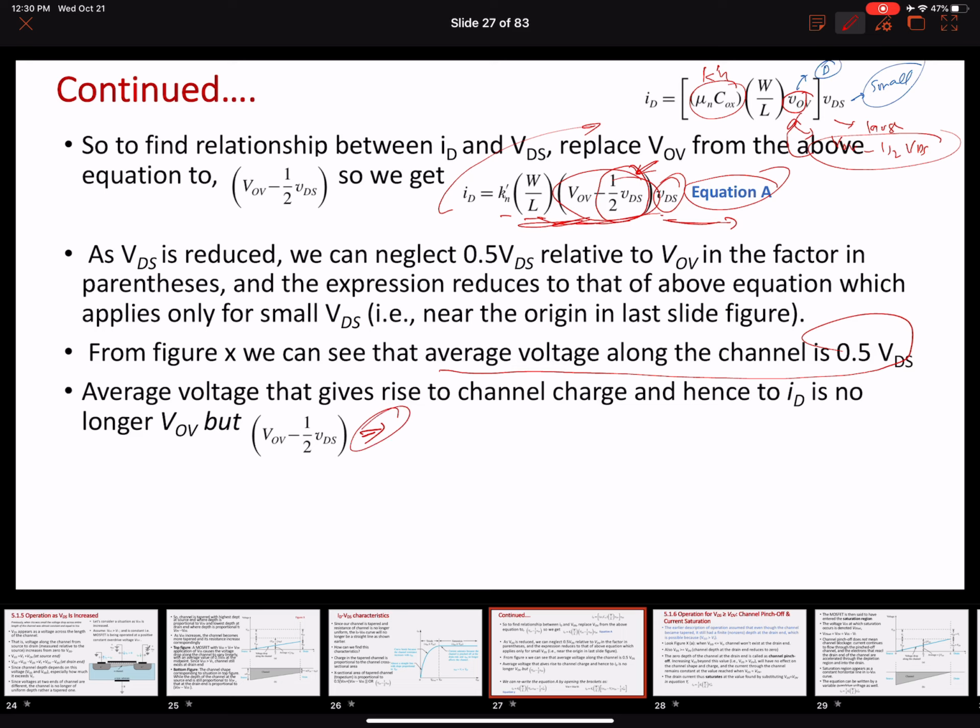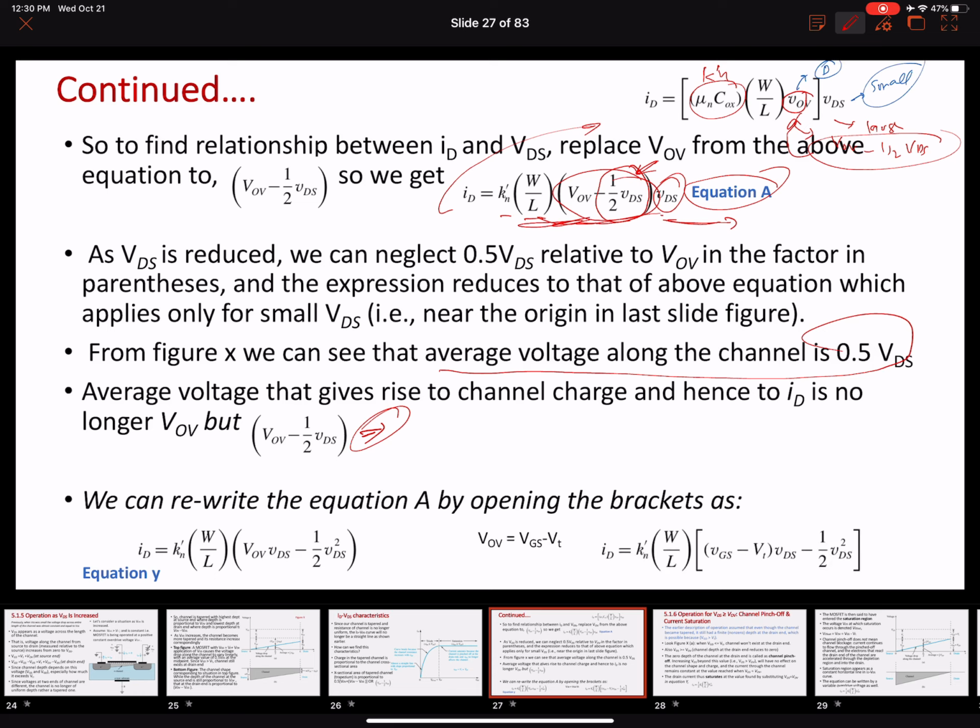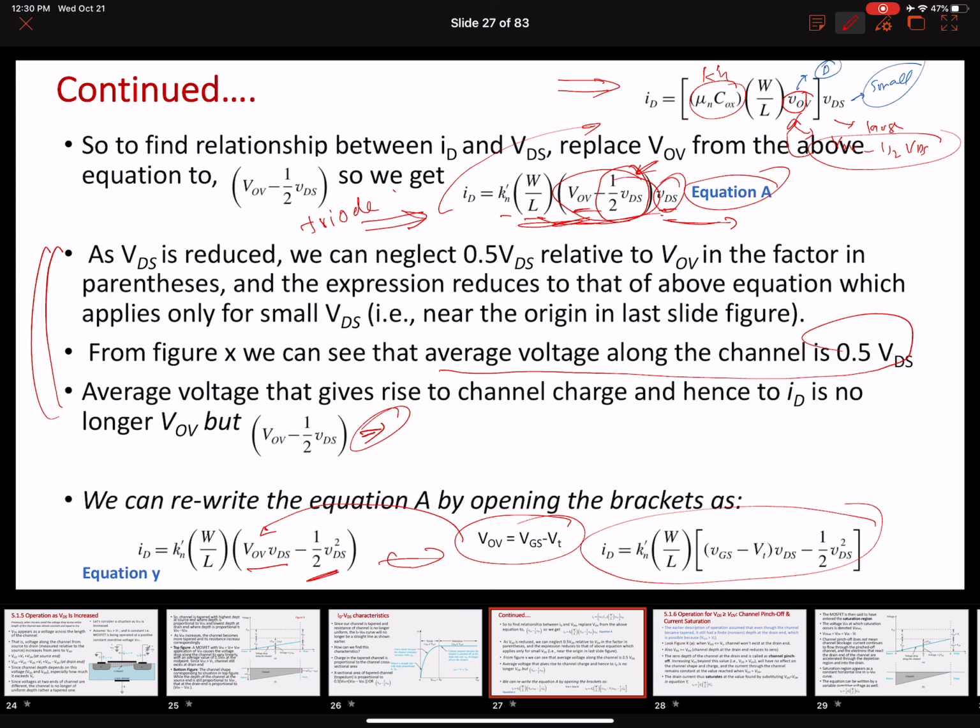So this is the average voltage appearing along the length of the channel. Another thing we just did, which is repeated information, is we opened these brackets: VOV VDS minus half of VDS square. We can also replace VOV with VGS minus VT and substitute it here, so we ended up with another equation like this. By now we have derived two equations: one for a small VDS, and one for a large VDS, the triode region.